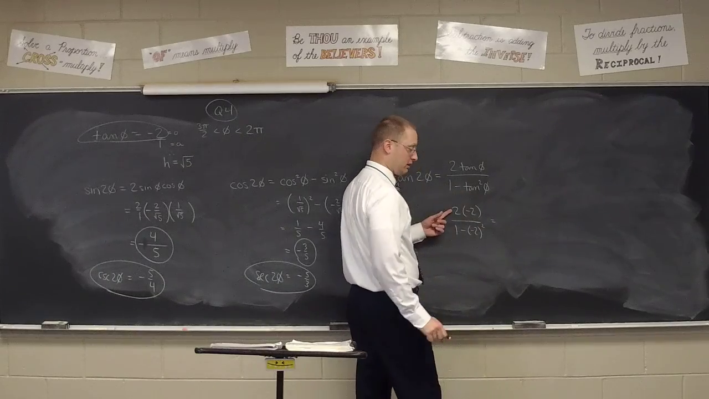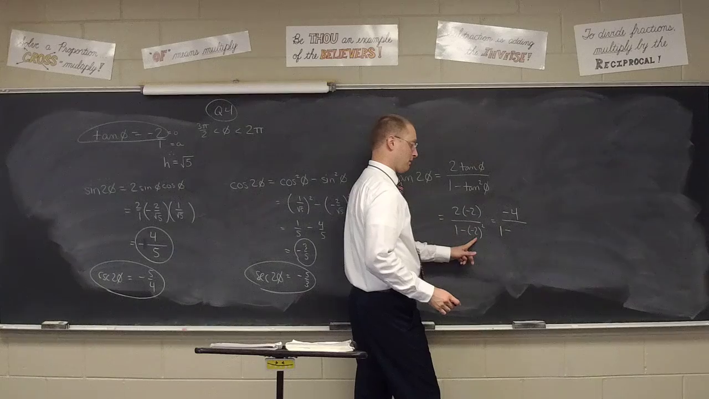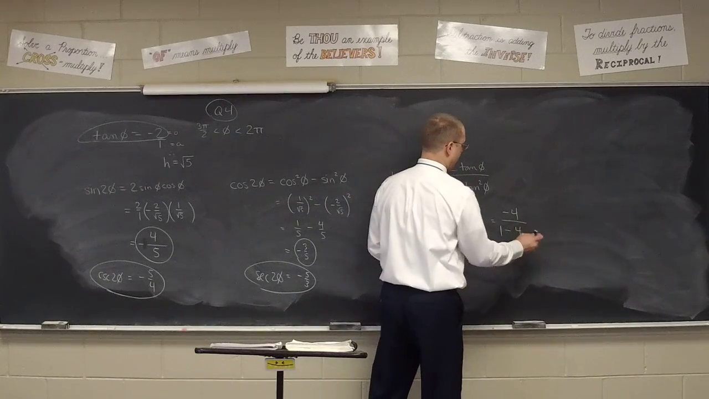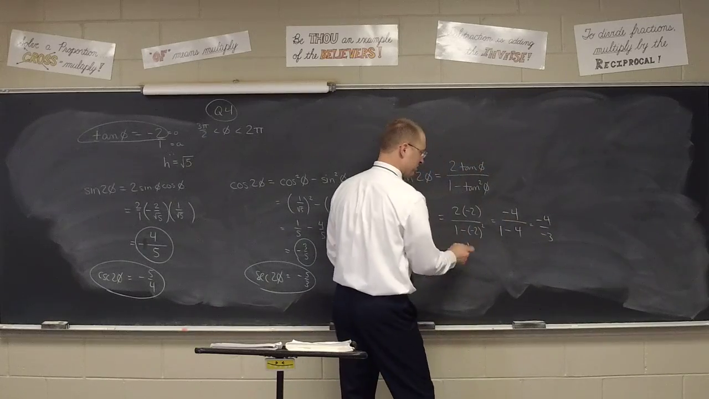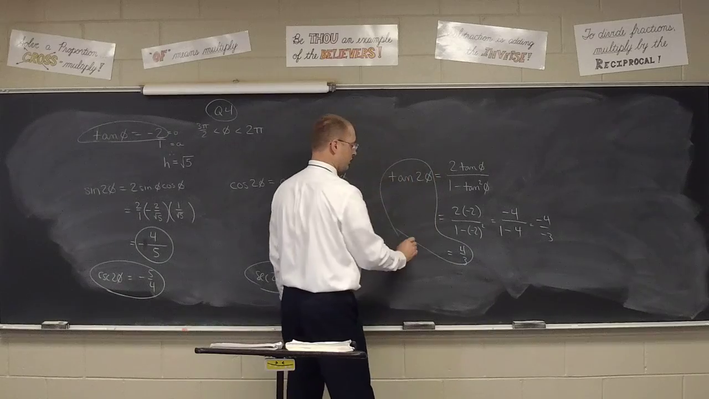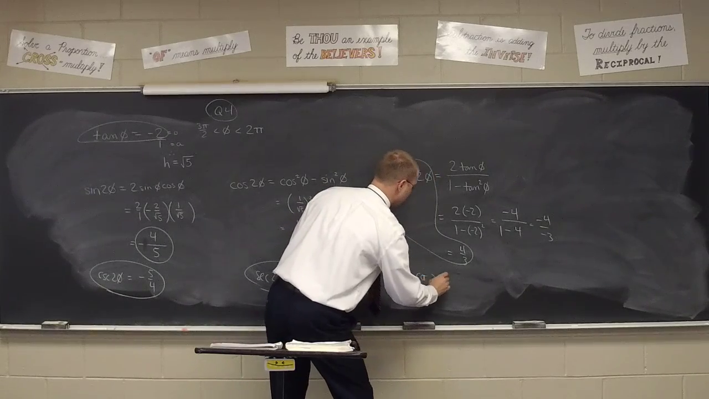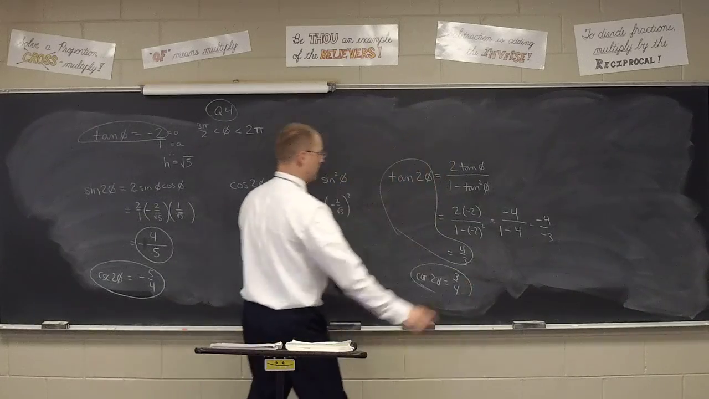And in the numerator, negative 4. And in the denominator, 1 minus negative 2 squared, positive 4. And 1 minus 4 is negative 3, and negative 4 over negative 3 equals 4 over 3. The negatives cancel, so there's the tangent of 2 phi, so the cotangent of 2 phi is 3 over 4. And there we go.